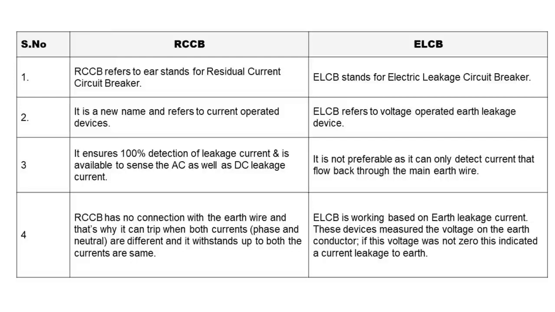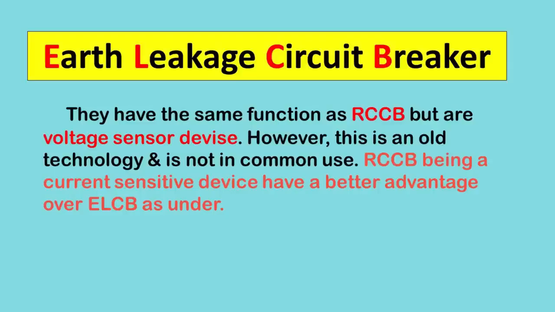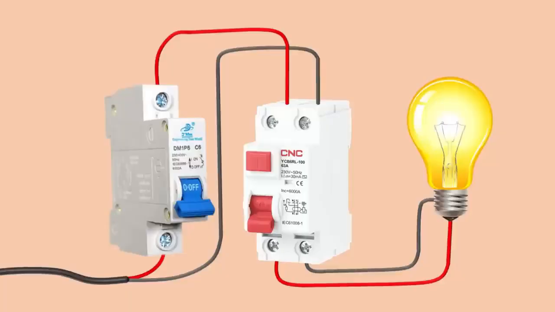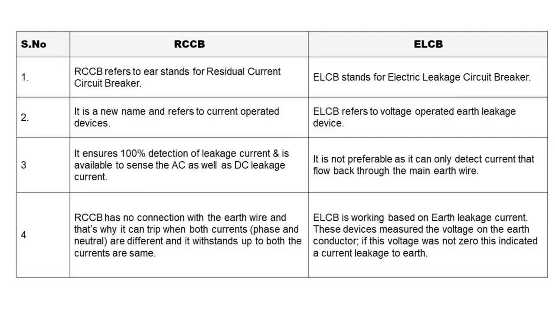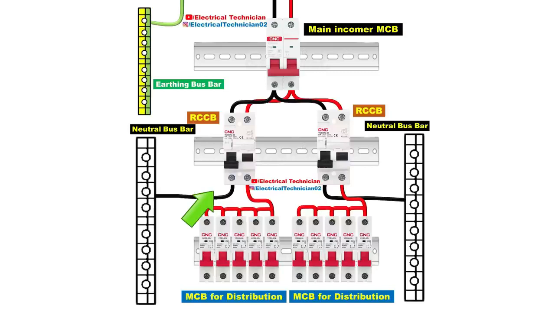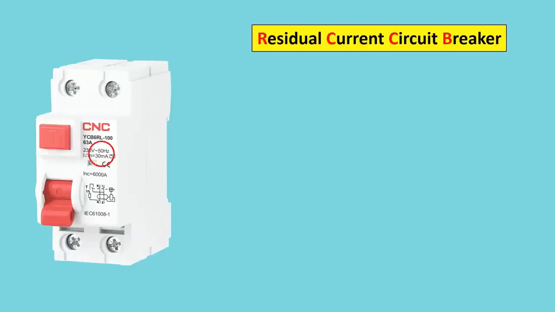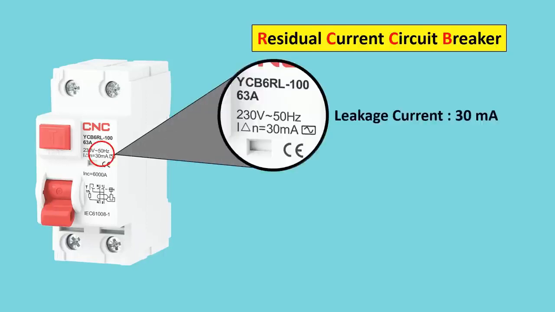For now, just understand that both RCCB and ELCB are a type of device which provides protection from electric shocks and earth fault. If you go to market to buy a ELCB, then it may be possible that you can't find it. For now, you can only find RCCB in the market, which is more sensible than ELCB. Before moving forward, I want to tell you one more thing, that when you go for installation of RCCB, then the leakage current of RCCB must be 30 milliampere.